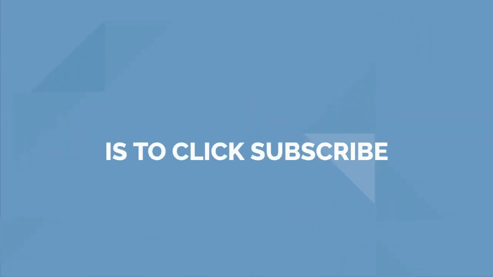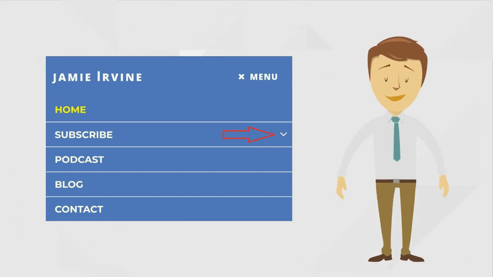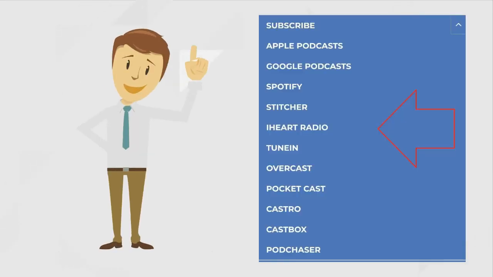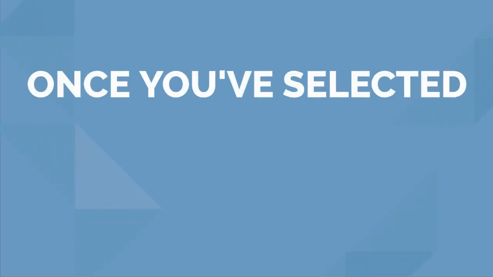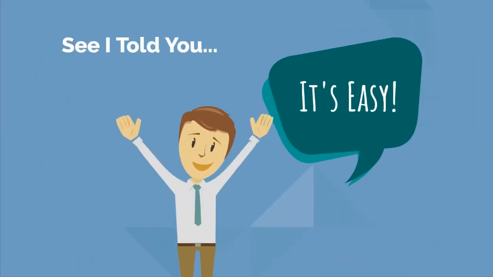The third step is to click subscribe. In the drop-down menu, there is a subscribe button right under the home button. The final step, select the pod player you like the best. Once you've selected your favorite pod player, make sure to subscribe within the app. See, I told you, it is easy.